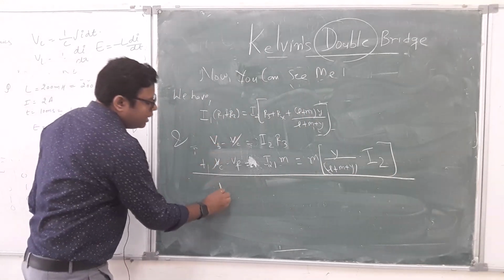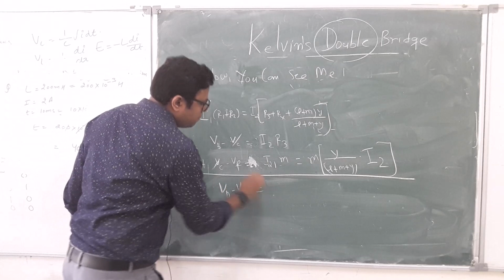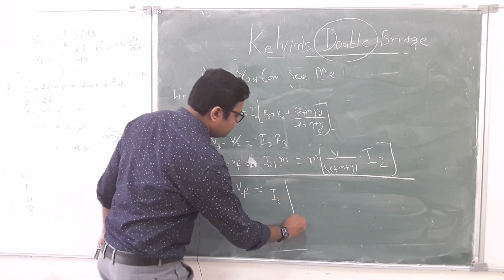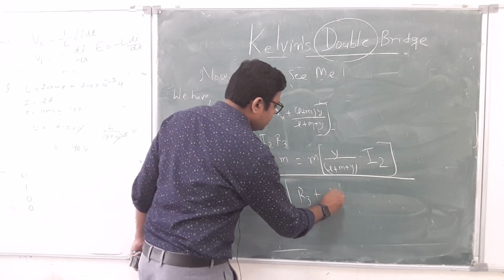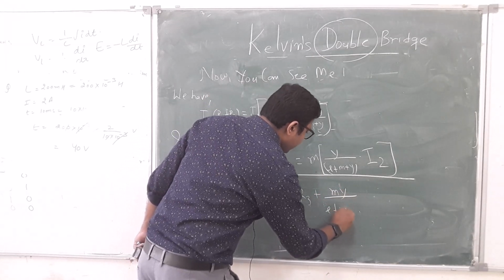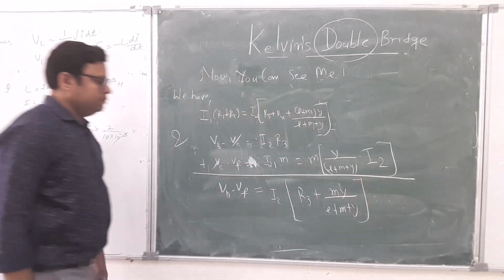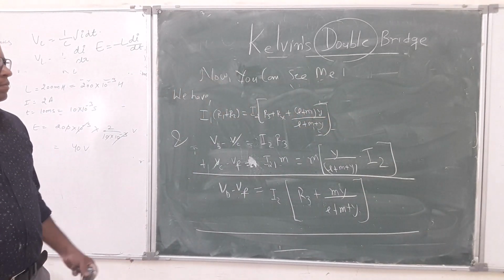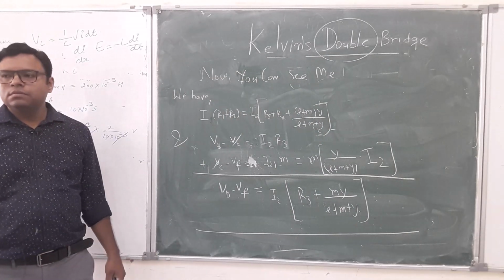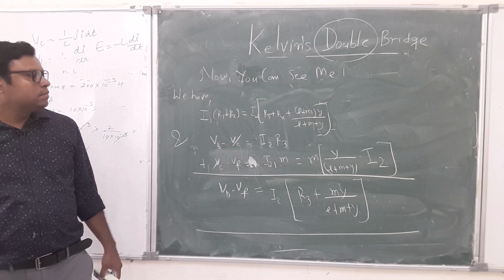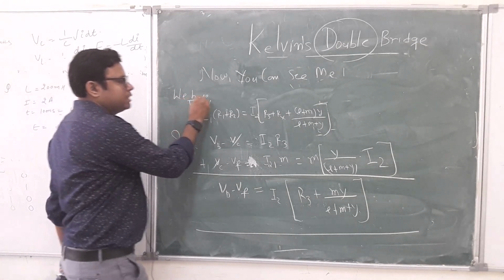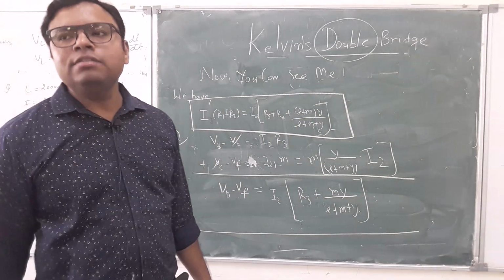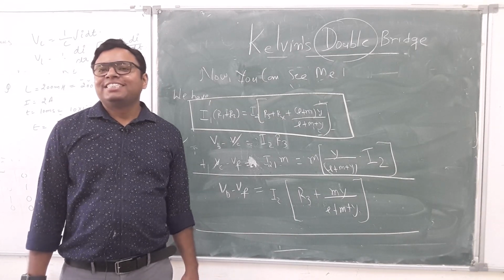So this will cancel out and VB minus VF will be equal to I2 into (R3 plus MY by (L plus M plus Y)). Okay? So the main equation is this, the master equation. Master equation doesn't mean my equation. Okay, this is also your equation.